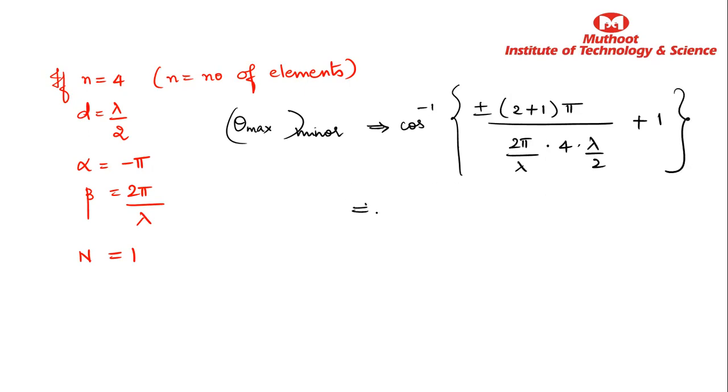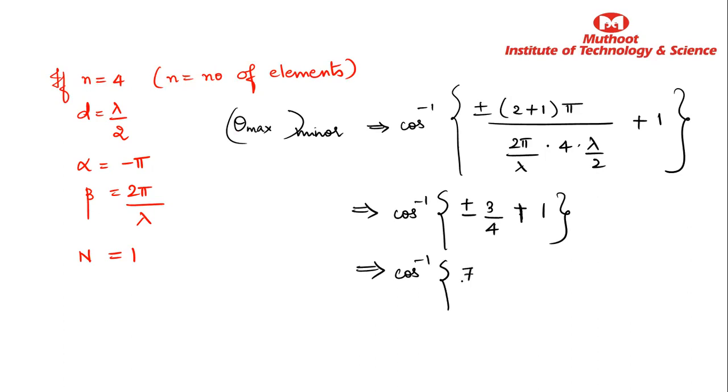So what am I going to get? You can check this. It comes to 3 by 4 plus 1. So we will take it as cos inverse of, we'll take two values, right? One will become 7 by 4, taking the plus, and the minus will give us 1 by 4, right? Now 7 by 4 we cannot consider. Why? Because cos inverse of 7 by 4 will give a value more than 1.